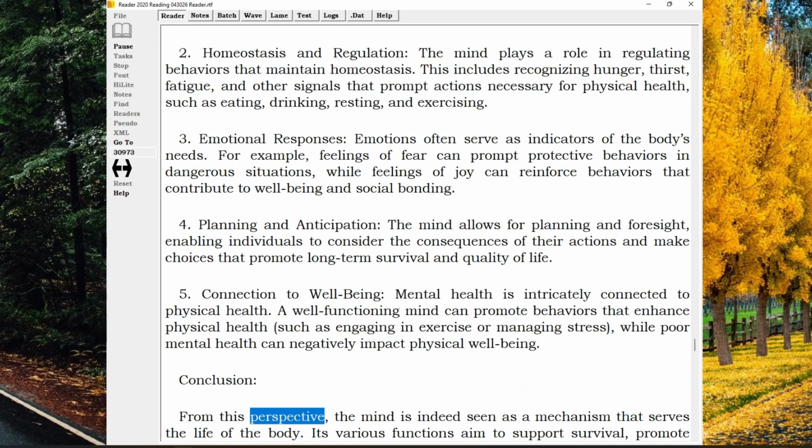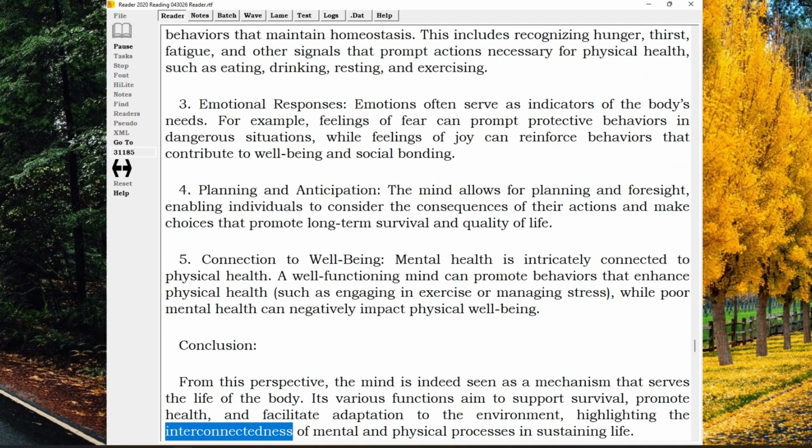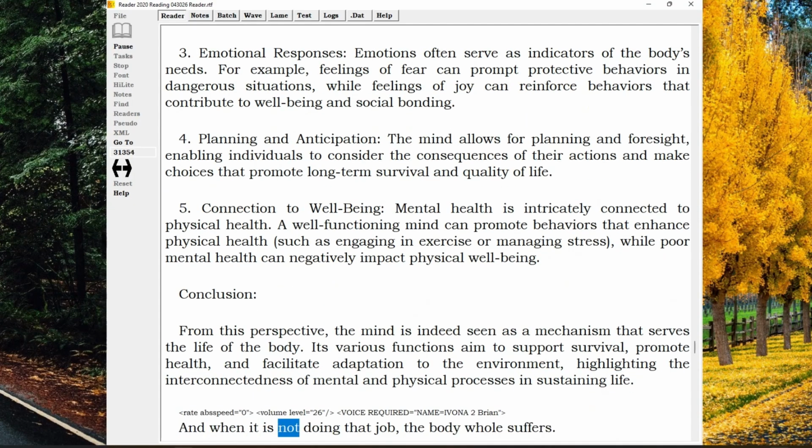Conclusion. From this perspective, the mind is indeed seen as a mechanism that serves the life of the body. Its various functions aim to support survival, promote health, and facilitate adaptation to the environment, highlighting the interconnectedness of mental and physical processes in sustaining life. And when it is not doing the job, the body whole suffers.